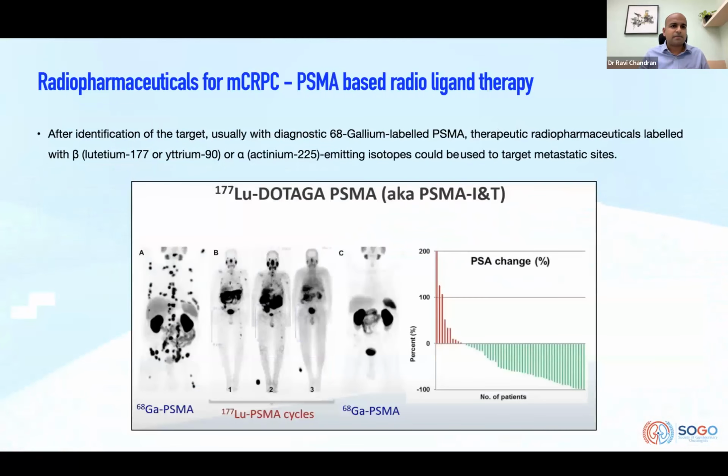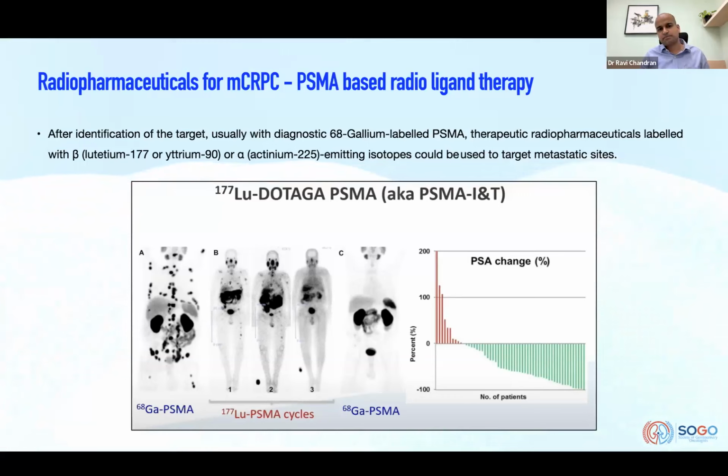And after PARP inhibitors, the new entry into the scene is PSMA-based radioligand therapy. Here, after identification of the target, usually it is done with a diagnostic gallium-68 labeled PSMA. A therapeutic radiopharmaceutical is labeled, that is either lutetium-177 or yttrium-90, or an alpha-emitting isotope, that is actinium-225. Predominantly, lutetium-177 has been used in trials.